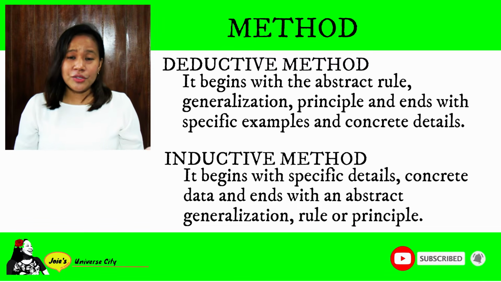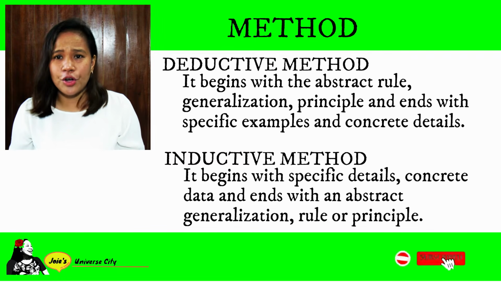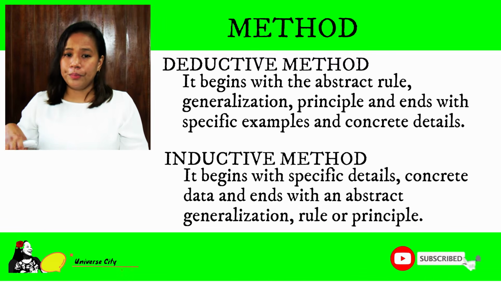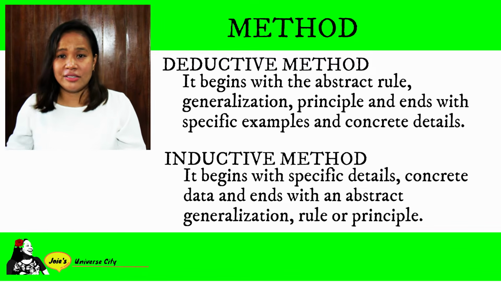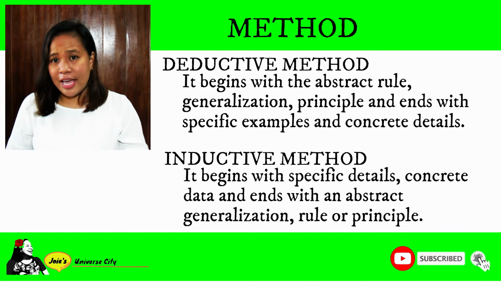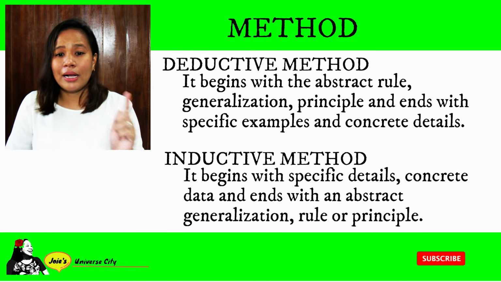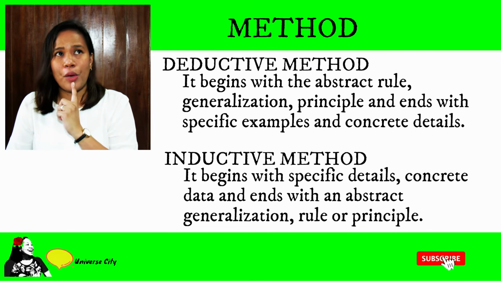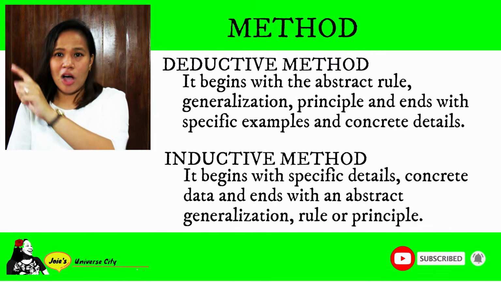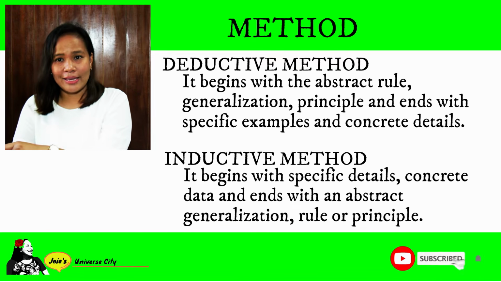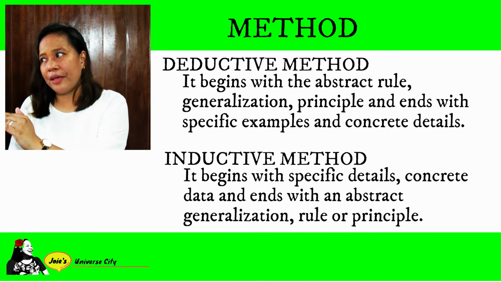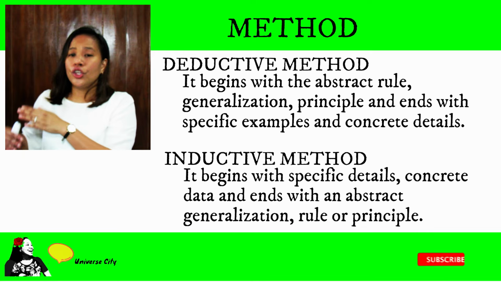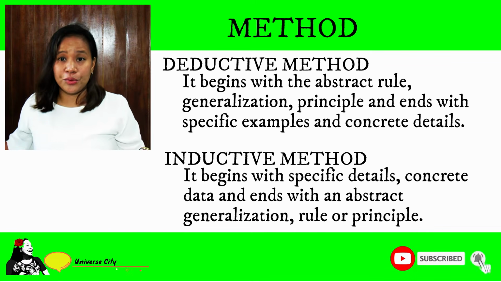Okay, but when you say inductive method, you have to induce. You have to start from a very specific detail, and then you end it with the principle, with the abstract rule, with the generalization. So, like what I said, if the topic is about photosynthesis, kapag ang gamit mo ay inductive, you have to start with specific details. Maybe you start with the byproducts of photosynthesis, oxygen, water, the like. And then you go with the different elements of photosynthesis. How does photosynthesis happen? And then you end up with the process of photosynthesis.